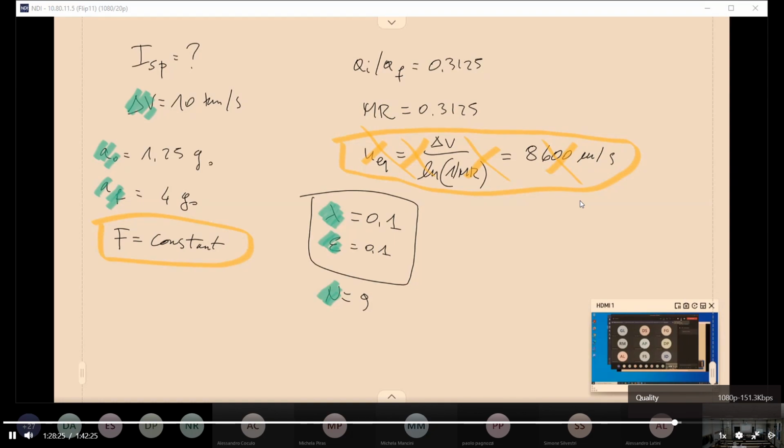Of course, this is a nuclear rocket, and also in this case, there will be something like this. So first of all, you recall that if you have lambda and epsilon, you also have the mass ratio. And so once you know delta V and mass ratio, you also know the specific impulse.